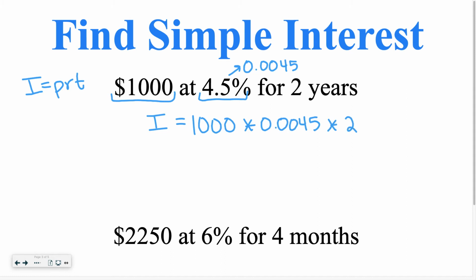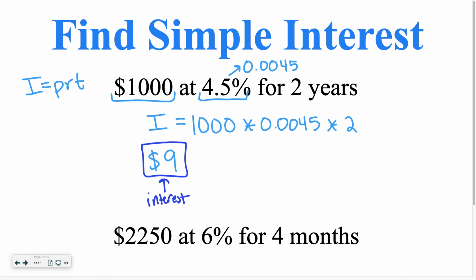So in my calculator, I can just type it in just like that. I can say 1,000 times 0.0045 times 2, and I find out that my interest is $9. Okay? So if I was asked how much interest was earned, this would be my answer.